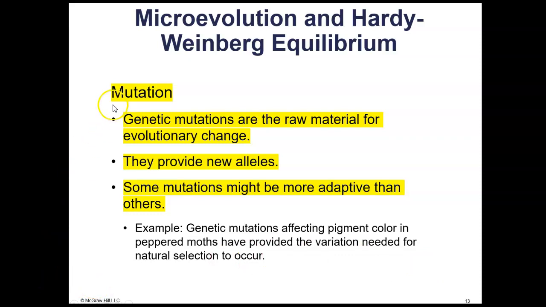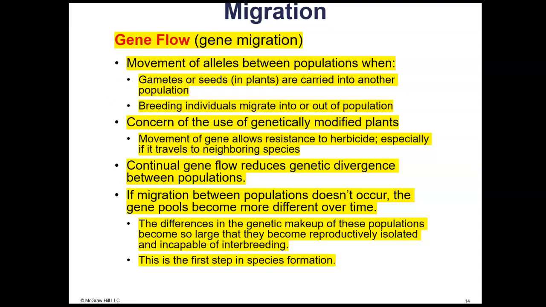Now, mutation just means a change in the DNA code. So genetic mutations are the raw material for evolutionary change. You can't have evolution without genetic mutations, because how can nature choose the characteristics that are more suited if there aren't different characteristics to choose from? So mutations provide new alleles. Some mutations might be more adaptive than others. In other words, better for survival than others. The mutation of the dark-colored moths was better for survival at that particular time because it made them blend in with the dark trees.